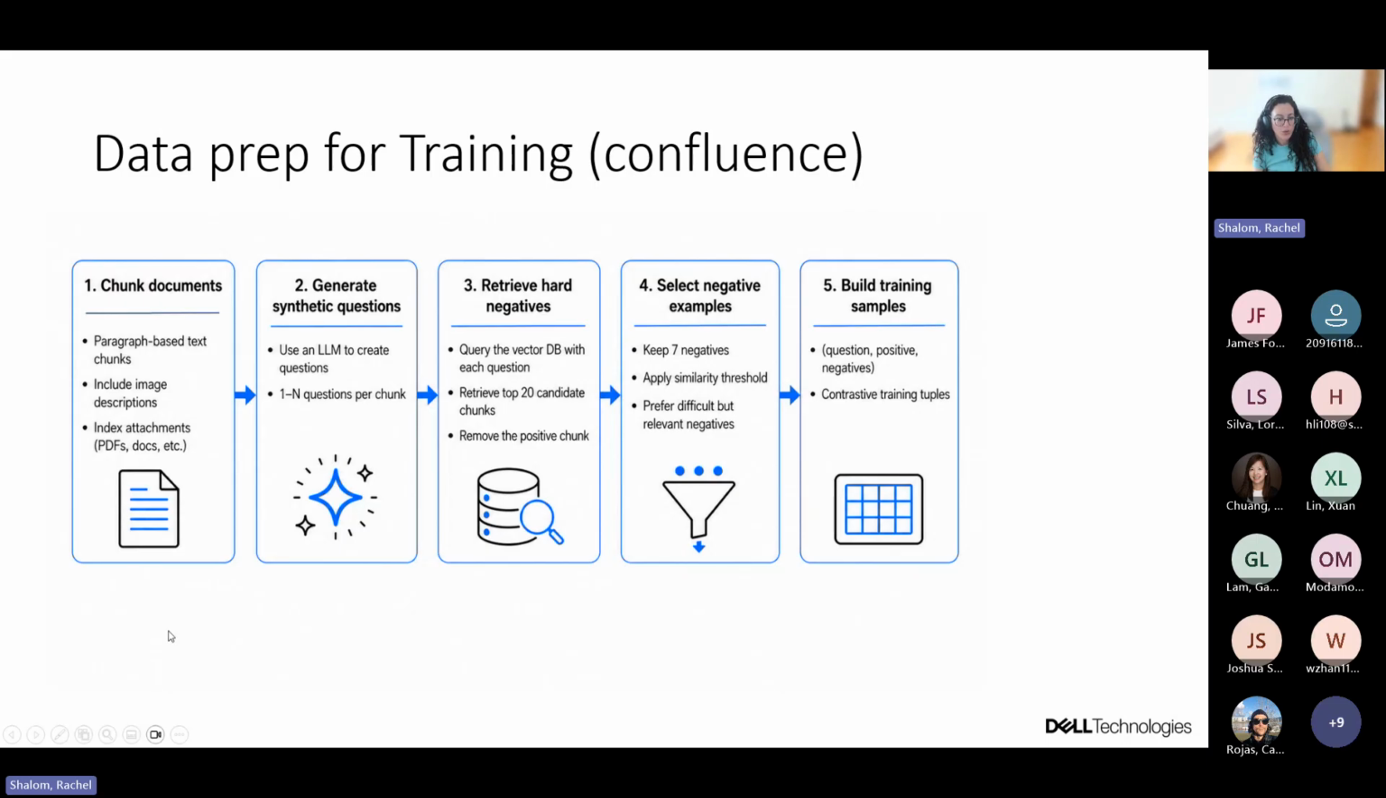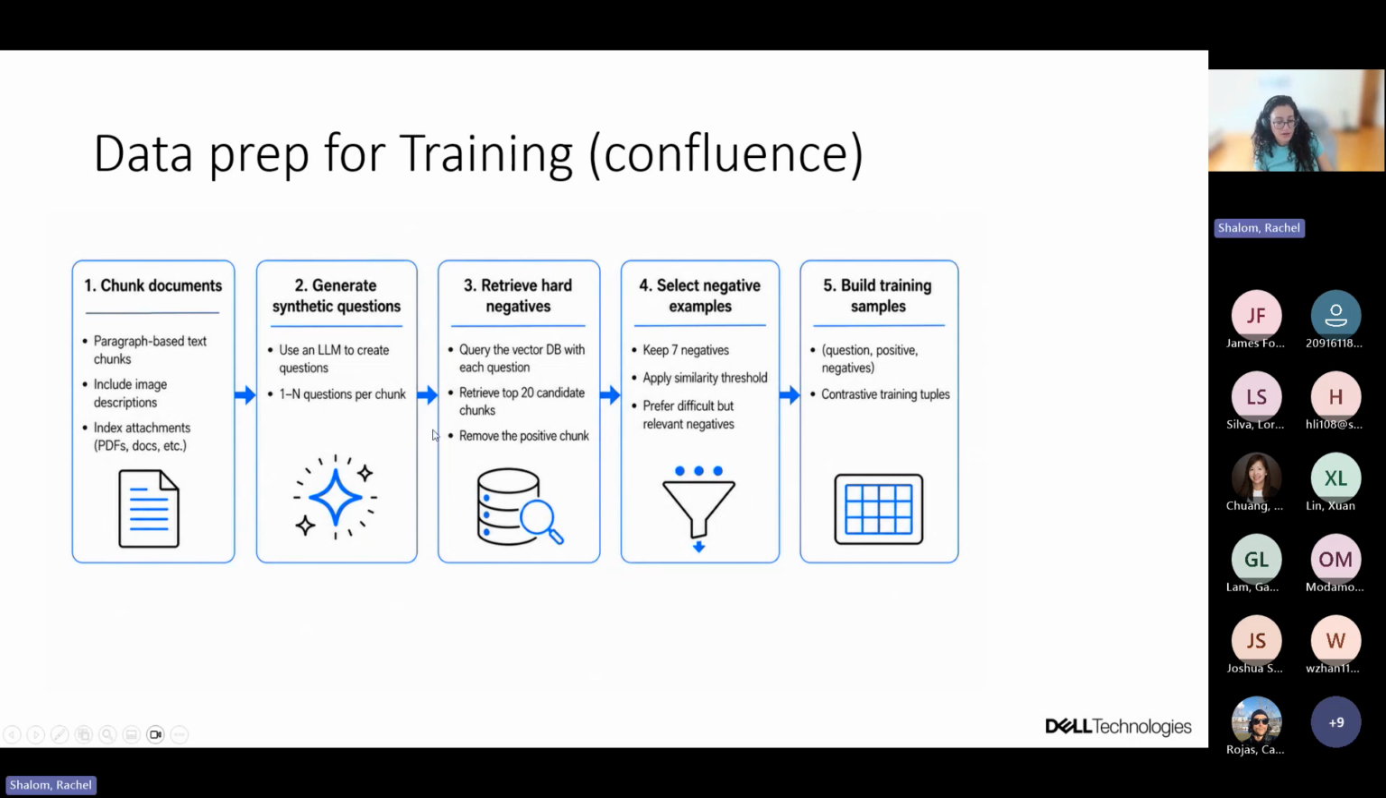Okay, so how do you prepare data for training? You start, remember that we have ingested all of the Confluence data of Dell in advance into a vector database, right? So this is the chunking part that we already discussed. Once I get a chunk, I want to create example questions for this chunk. So I let an LLM do it, and it started by creating 3 questions per chunk.